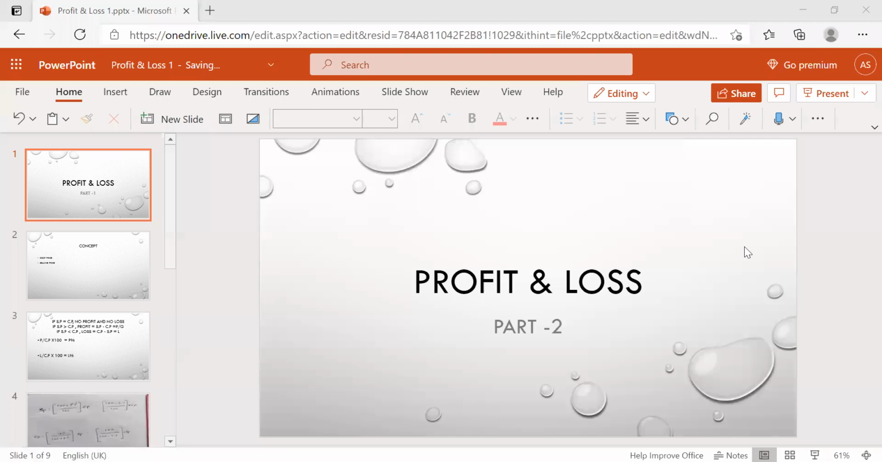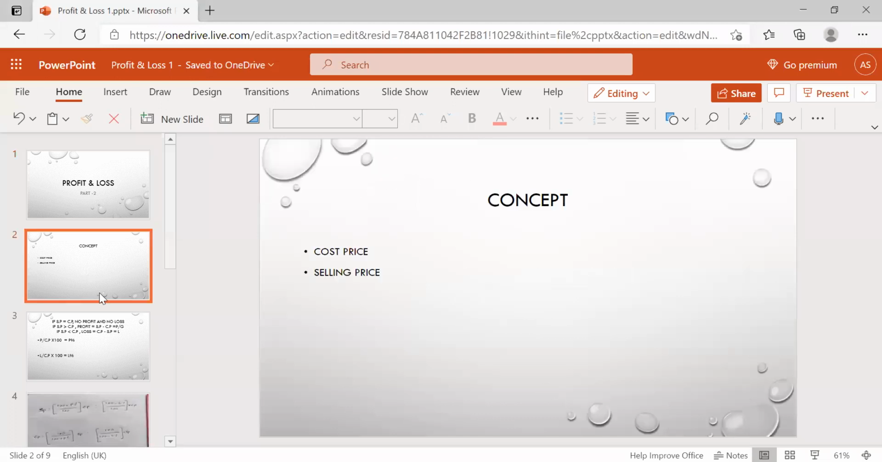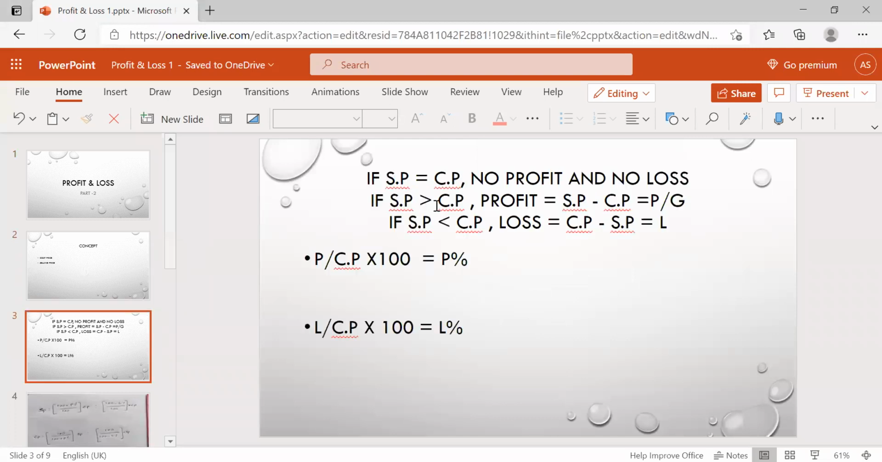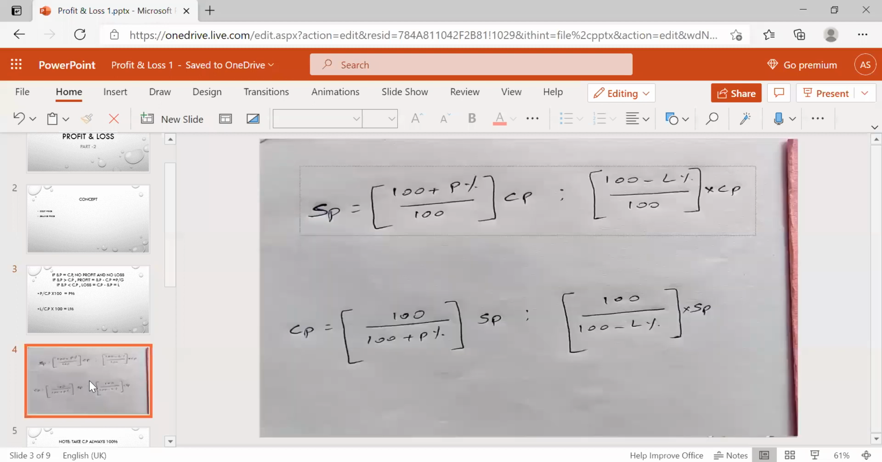So today we are going to discuss profit and loss part 2. Yesterday we just saw the basics: what the concept is and what the main things involved in profit and loss are. We saw what the selling price is, what the cost price is, how we define profit and loss, and the formulas for profit percentage and loss percentage. We also discussed the 4 formulas to find the selling price and cost price by using the profit and loss percentages.